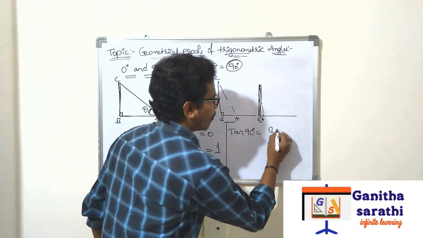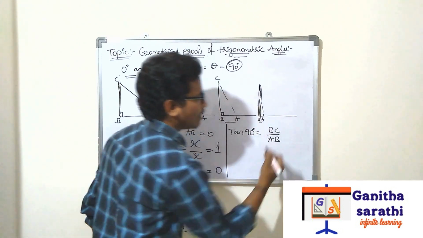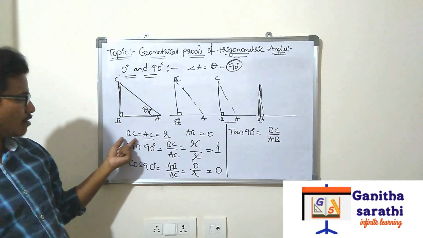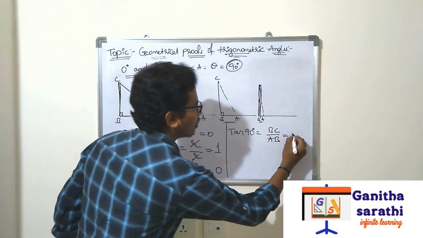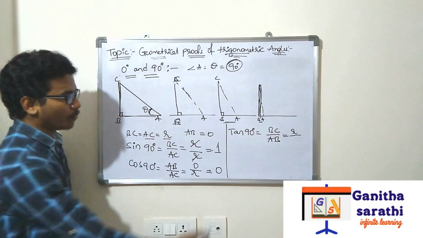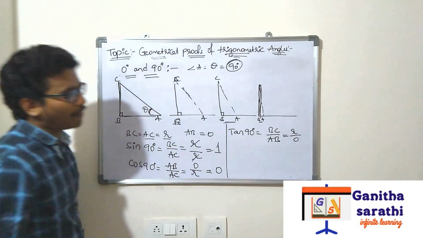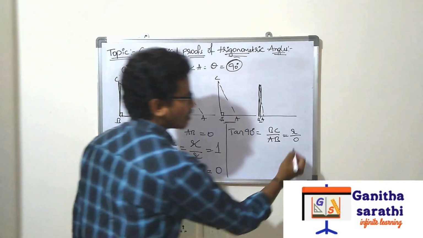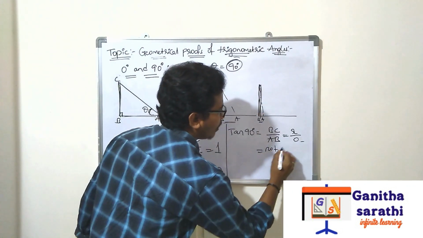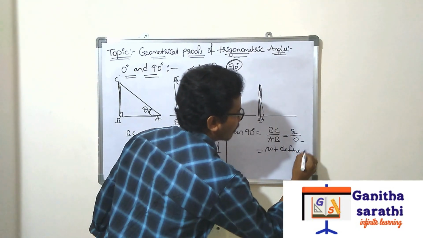BC by adjacent side is what? AB, right? So tan 90 value, BC value is how much? R. BC is R. And what is AB value? AB value is 0. R by 0. Can we define R by 0? No, because in 0 table no number will be defined. So tan 90 will be not defined.